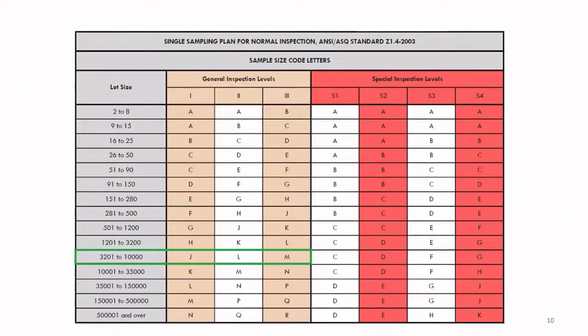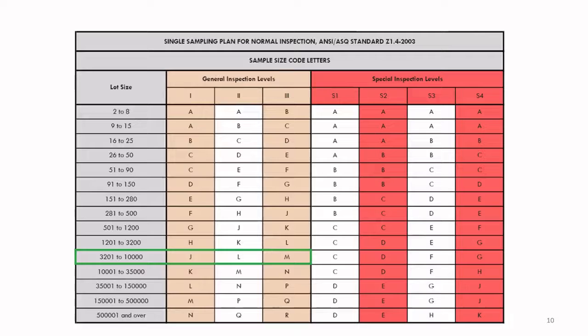Now, this table that you see over here is single sampling plan. The inspection is normal. The ANSI ASQ standard Z1.4 2003. And this table gives you the sample size code letters. Now the sample size code letters is in terms of A, B, C, D, something like that. Now below the sample size code letter, you will see there are lot size 2 to 8, 9 to 15, 16 to 25, 26 to 50, and the last one is 5 lakh 1 and above pieces.